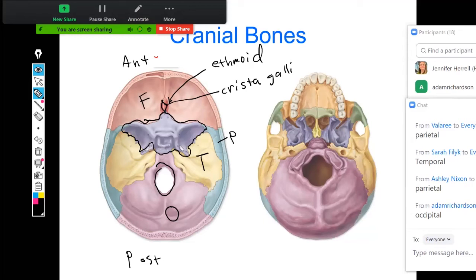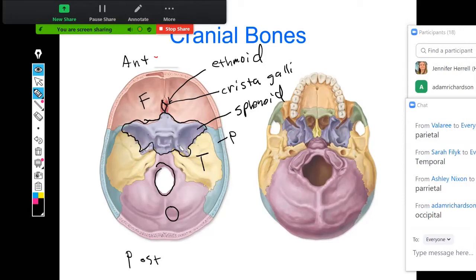Okay, that guy, see that big bat in the middle? Or it kind of looks like an elephant without a trunk from this view. That's the sphenoid. You might also think of it as like a ghost, like an old-timey ghost. So a specter, sphenoid. This makes up the bottom of the cranial cavity.